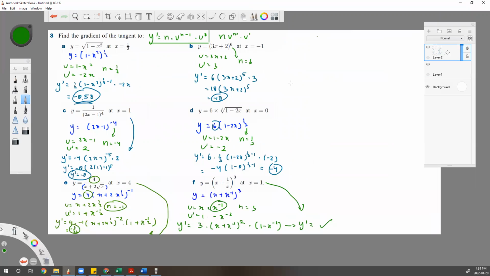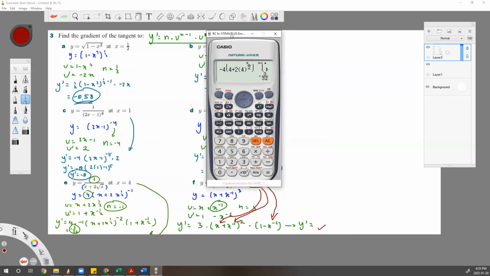How is it? Any questions so far? Wait, I don't really understand F. F, okay, what part don't you understand? What does the check mark mean for F? Oh, I see. You need to put the x into every part of this to find the value of the gradient, the real value. Do it yourself, because if I use a calculator, it will take time.